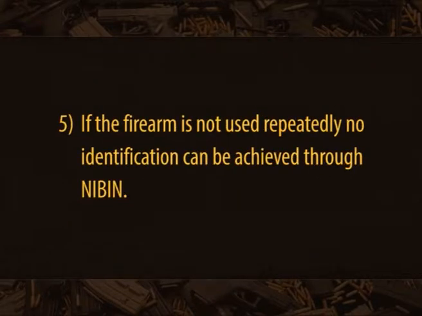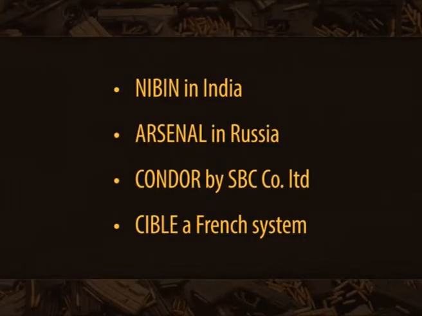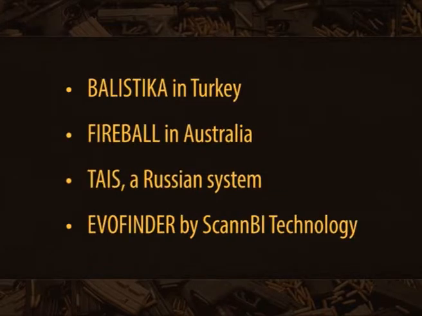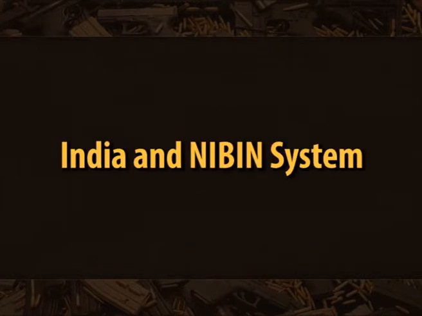If the firearm is not used repeatedly, no identification can be achieved through NIBIN. There is in fact a long list of ballistic identification systems available in the market, and some of them are NIBIN in India, Arsenal in Russia, Condor by SBC Company Limited, Sybil, a French system, Ballistica in Turkey, Fireball in Australia, TIES, a Russian system, Evo Founder by ScanBI Technology. Then let us now come to India and an IBIN system.